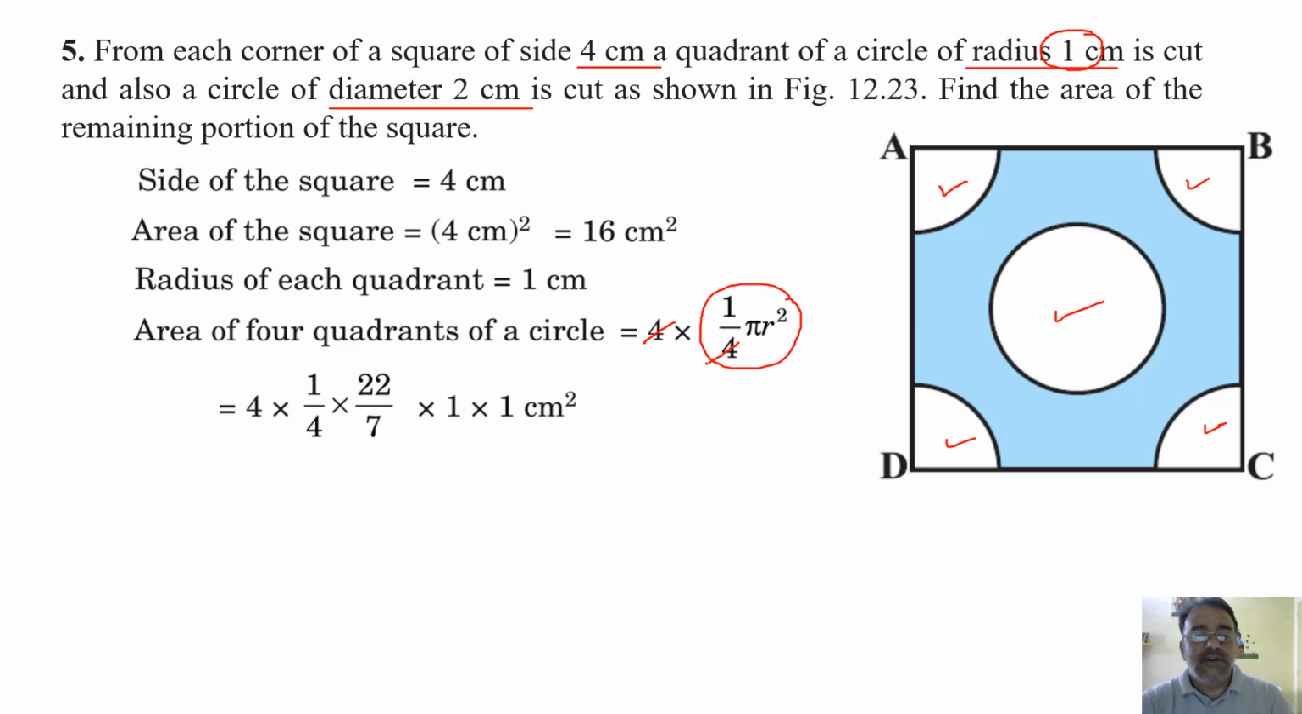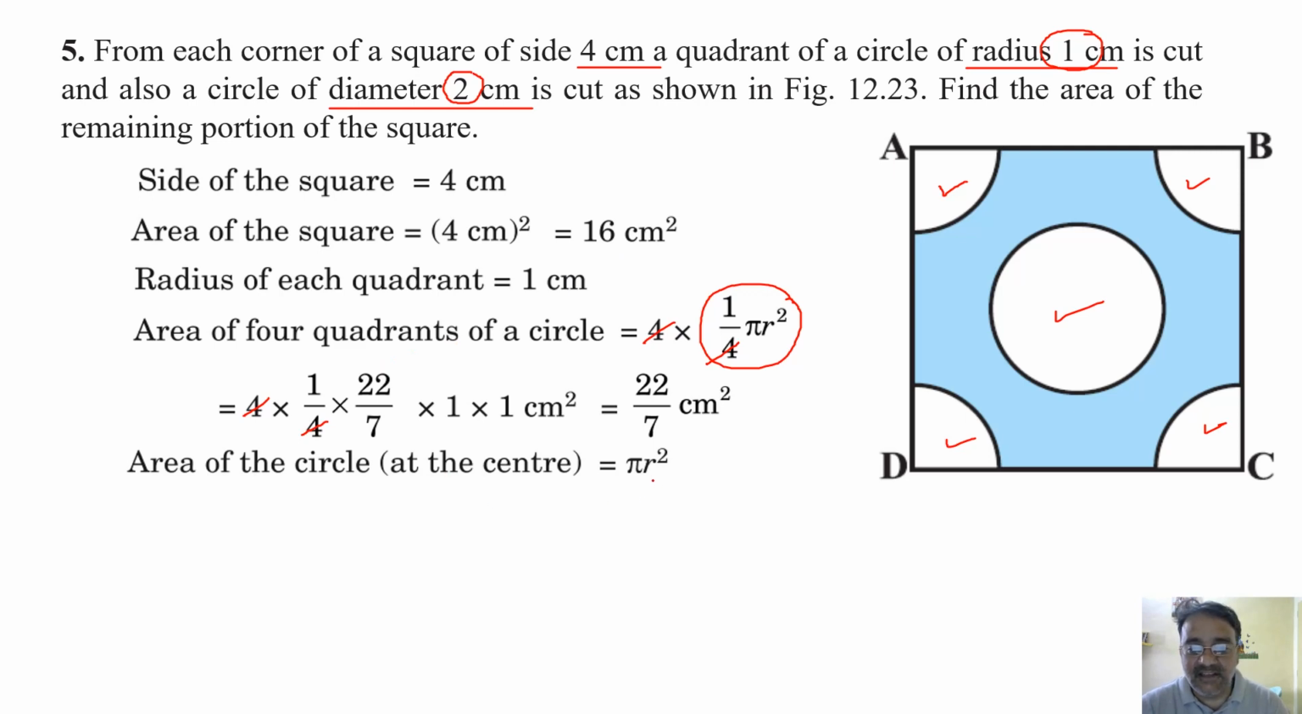Okay, so 22 by 7 into 1 into 1. This 4 will be cancelled and we'll get 22 by 7 only. Now the area of the circle at the center, this one. Diameter is given 2, so radius will be 1. So the area of the circle at the center is pi r square, 22 by 7 into 1 into 1. So here also we are getting 22 by 7 centimeter square.